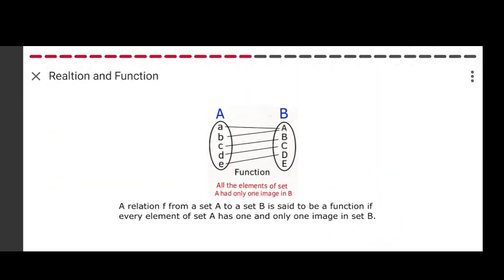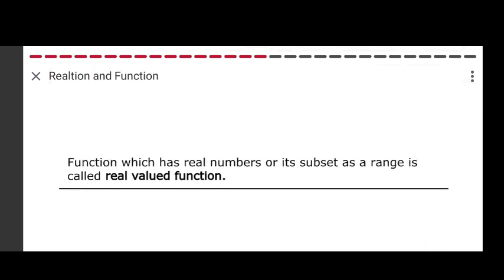Function. A relation f from a set A to a set B is said to be a function if every element of set A has one and only one image in set B. A function which has real numbers or its subset as a range is called a real-valued function.